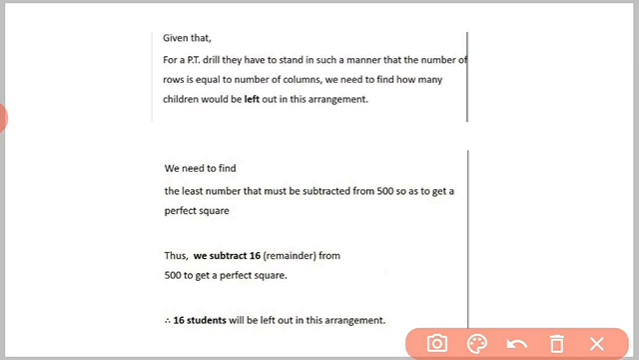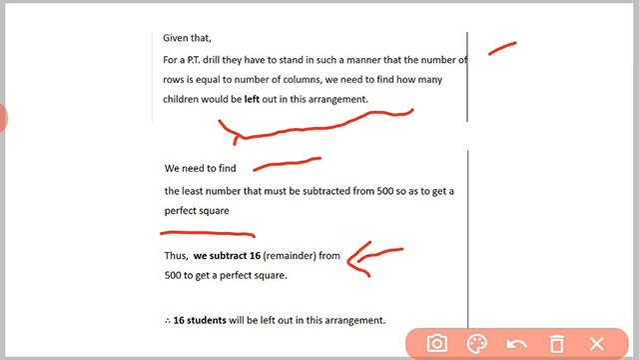For a PT drill, they have to stand in such a manner that the number of rows is equal to number of columns. For this, we need to find how many children will be left out in this arrangement. We need to find the least number that must be subtracted from 500 so as to get a perfect square. So, we subtract 16, that is the remainder, from 500 to get a perfect square. So 16 students will be left out in this arrangement.